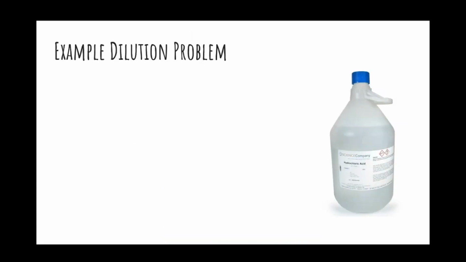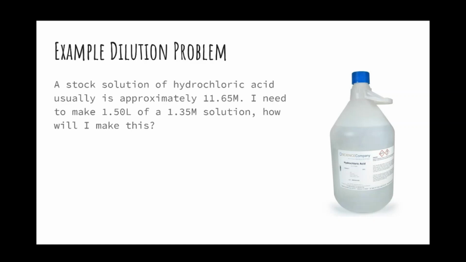Now we're going to do an example problem. When I was talking about a stock solution, what I actually have is an example of a dilution that you might need to make from a stock. What we have is a picture of some hydrochloric acid. The most concentrated solution of hydrochloric acid that you can make is about 11.65 molar.